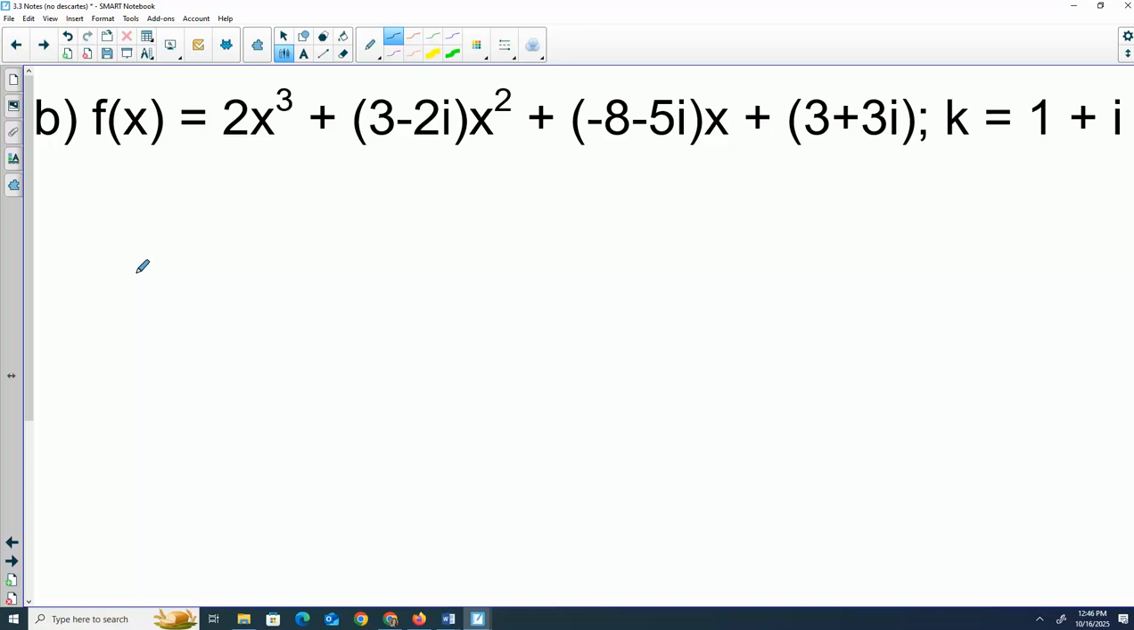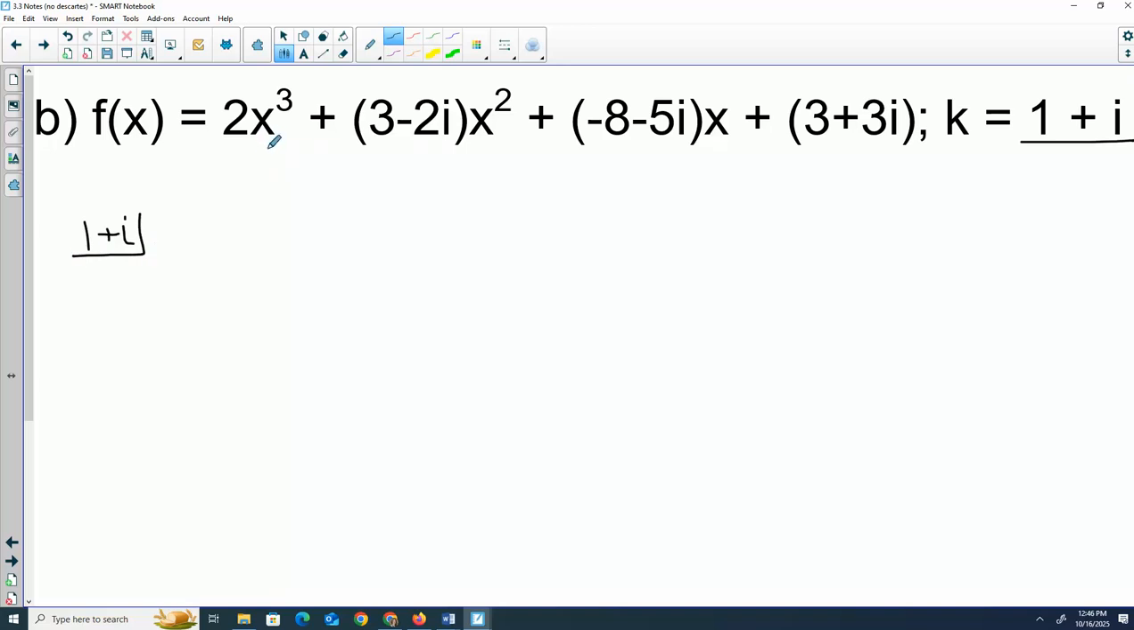This is a polynomial. At the end of that, I'm telling you k is 1 plus i. Okay, so that is my first 0. What did we do on the last problem when I told you 5 was a 0? We used it to divide. So if I'm telling you 1 plus i is a 0, I'm going to use that to divide.